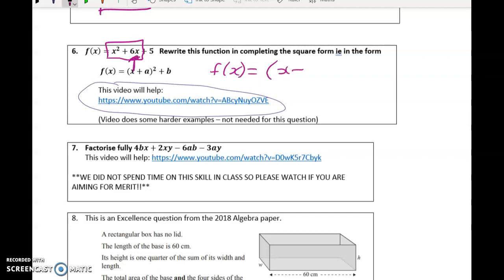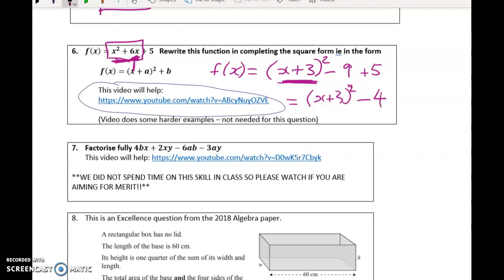I have to halve that 6, so it'll be x plus 3 squared. But now this would expand to give me x squared plus 6x plus an extra 9. I undo that 9 and I have the plus 5 that I had to start with. So we end up with x plus 3 squared minus 4.